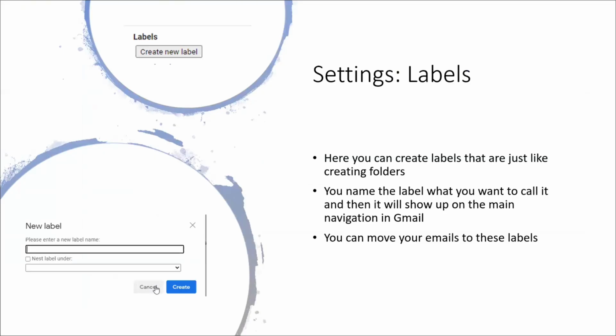So settings and labels. So labels are the folders, like I was saying before. You're able to create these folders where you could put emails. You name the label what you want to call it, and then it will show up on the main navigation window in Gmail. And then you can move your emails to those labels.